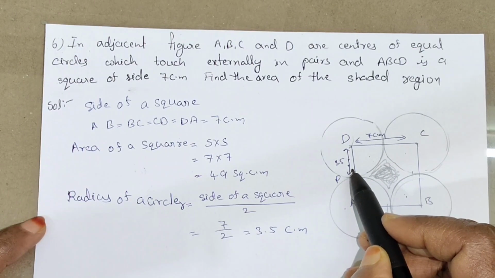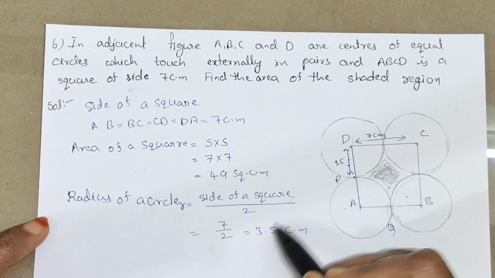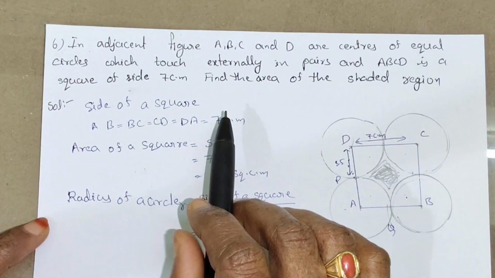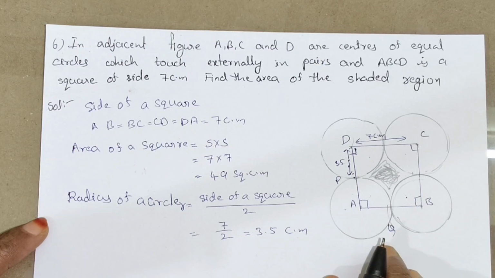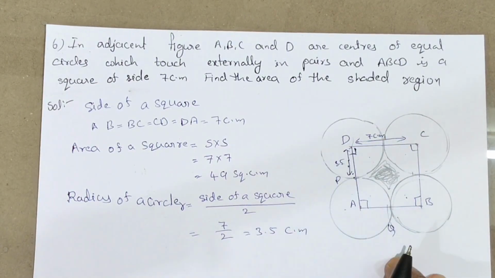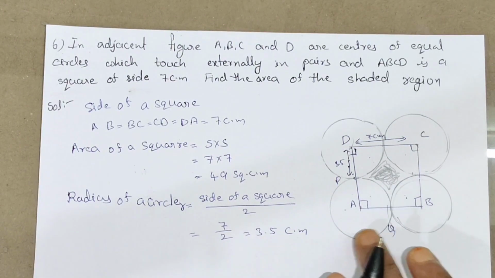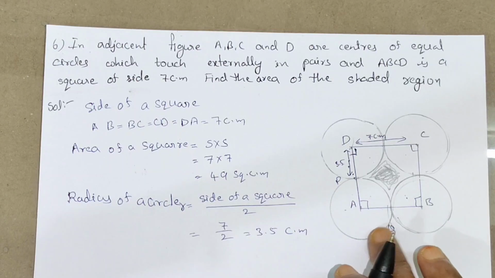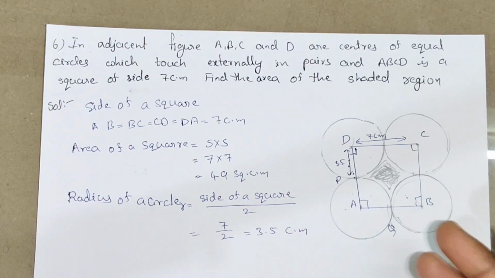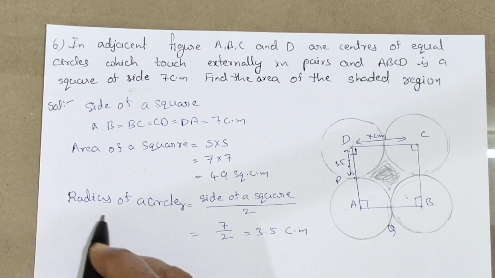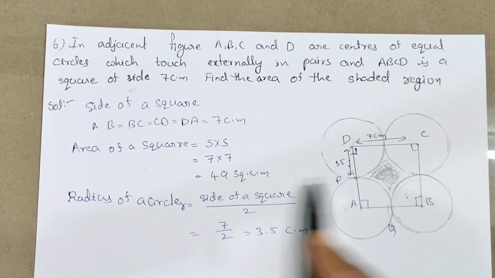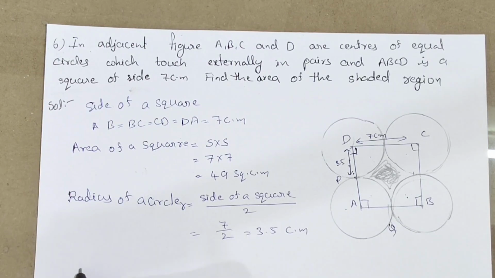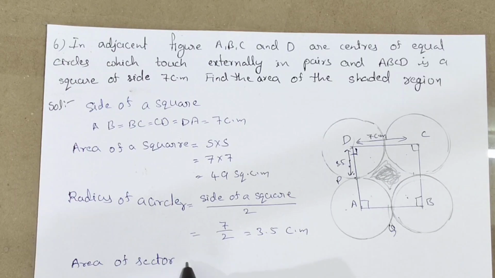Now the radius is 3.5, and since this is a square, all 4 angles are 90 degrees. ABCD is a square, that's why these 4 angles are 90 degrees, giving 4 equal sectors. So now we first find the area of a sector.